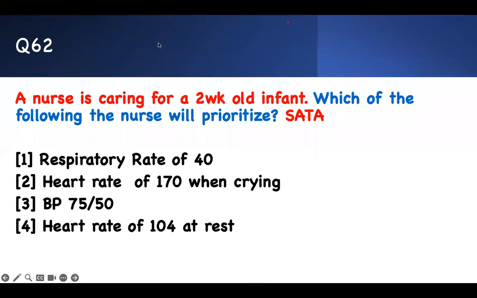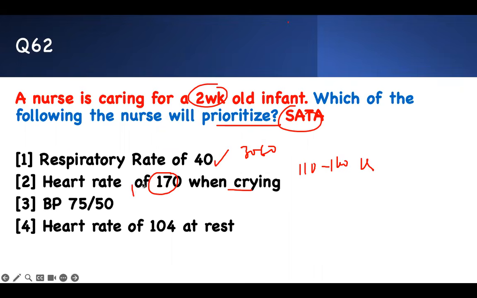Next question. Select all that apply. A nurse is caring for a 2-week-old infant. Which of the following will the nurse prioritize? You have to know their vitals. Respiratory rate of 40, usually 30 to 60, right? Heart rate of 170 when crying. It's 110 to 160, and when they cry, it can go to 180. So this is good. Blood pressure, this is normal.